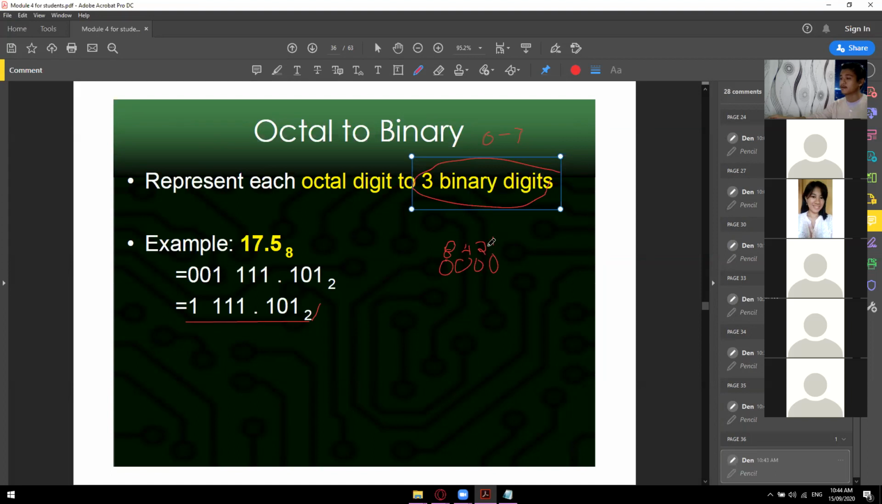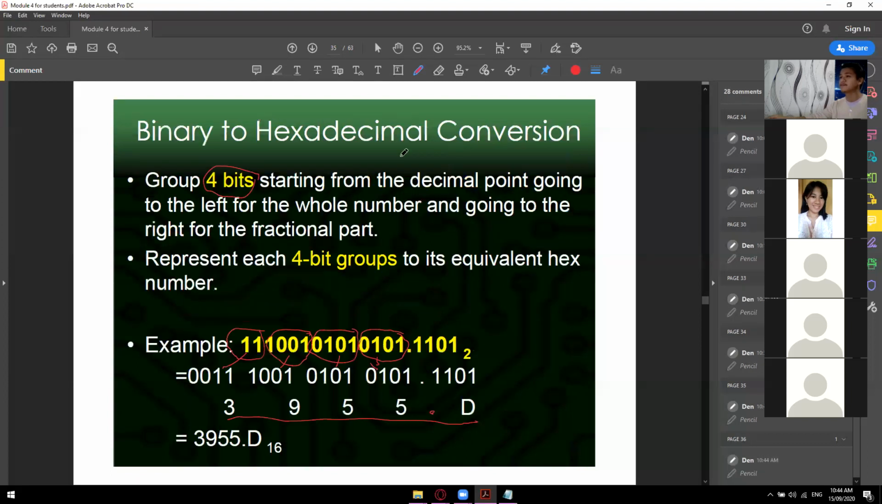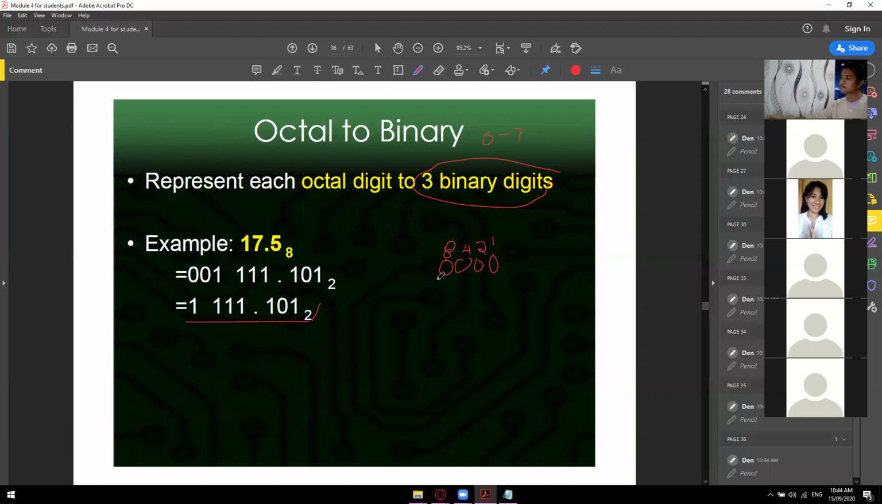Because this is already its maximum. 1 plus 2 plus 4 is 7. If you add more, it's no longer octal. It becomes hexadecimal. Okay? So, that's the reason why we only have 3 bits in octal and why we have 4 bits in hexadecimal. Okay? So far, are you okay with this?